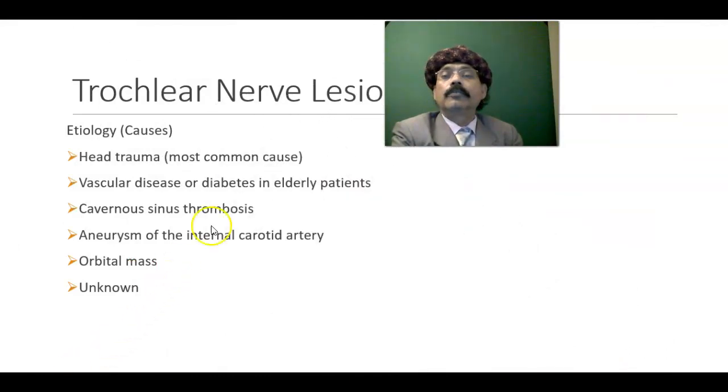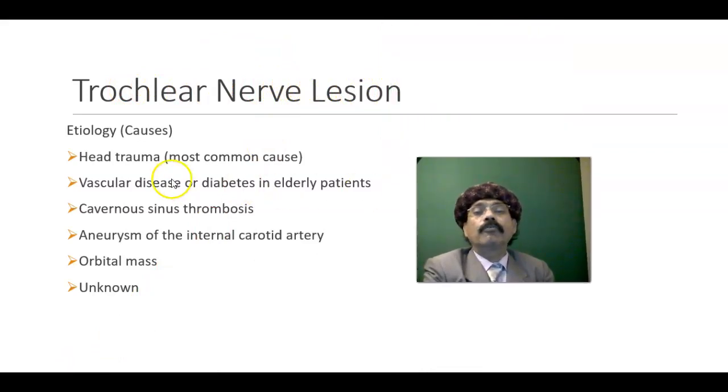Okay, so we go to the trochlear nerve lesion. What are the etiology or causes of trochlear nerve lesion? The most common cause is head injury or head trauma, vascular diseases like stroke or cerebrovascular accident in the midbrain area, diabetes mellitus in elderly patients, cavernous sinus thrombosis, and aneurysm.